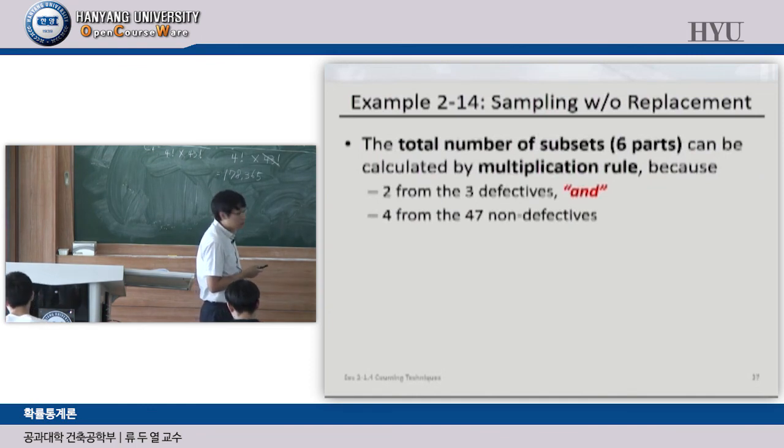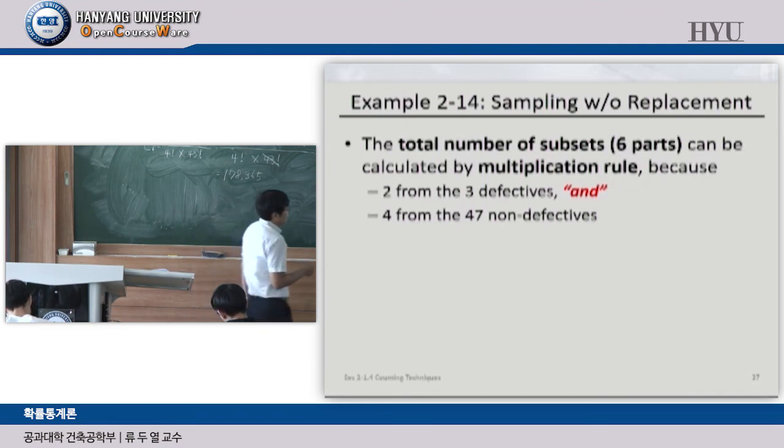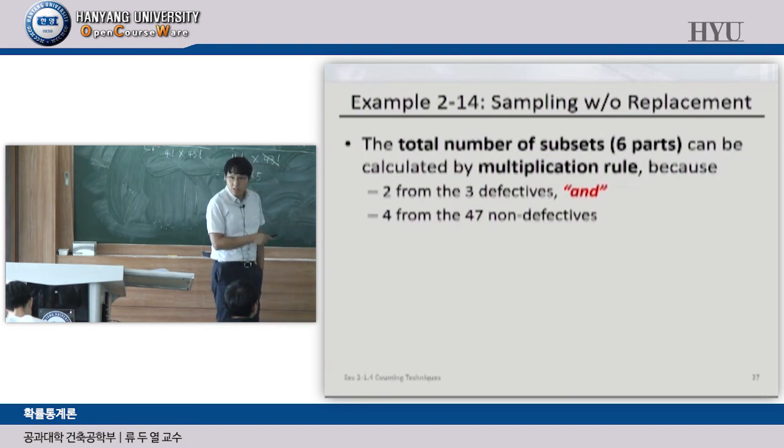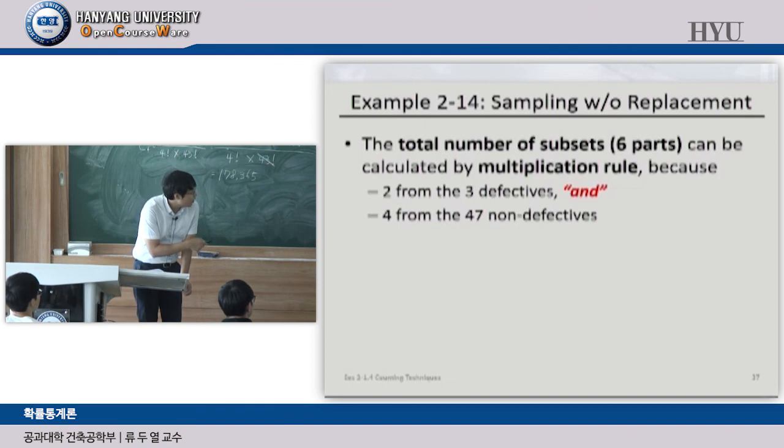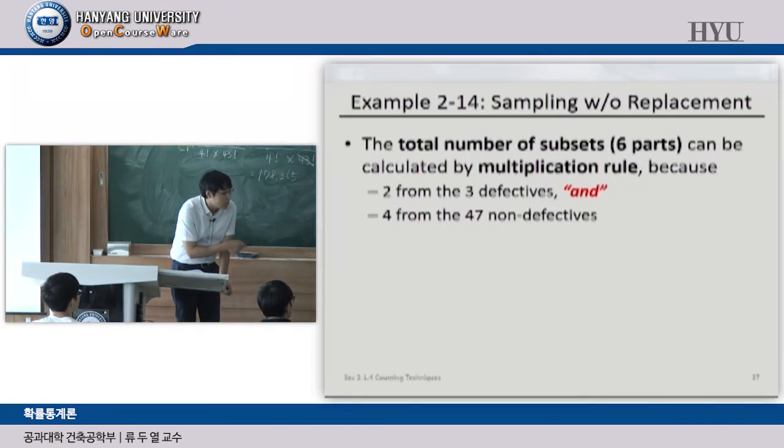The total number of subsets can be calculated by the multiplication rule, because the two defective parts can be obtained from the 3 defective parts, and the 4 non-defective parts can be obtained from the 47 non-defectives. This means that these two cases should be connected with an AND condition, not an OR condition, right? We can select a total of 6 parts, but in this case, 2 parts should be defective. So these two conditions should be connected by an AND condition, and we can apply the multiplication rule.